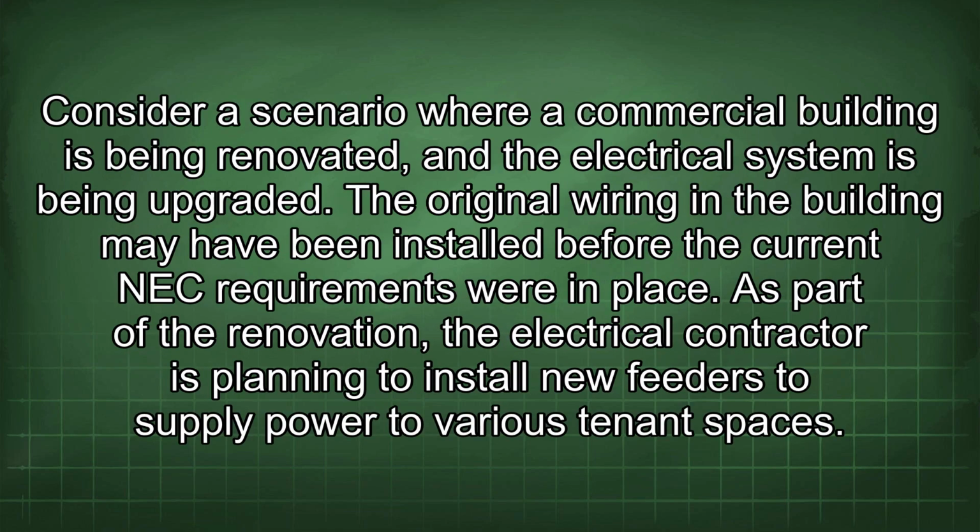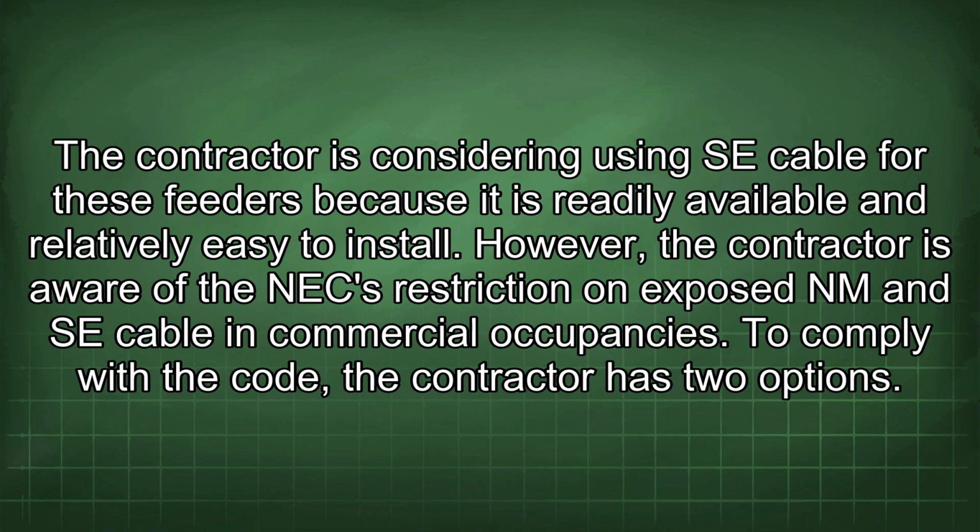Consider a scenario where a commercial building is being renovated and the electrical system is being upgraded. The original wiring in the building may have been installed before the current NEC requirements were in place. As part of the renovation, the electrical contractor is planning to install new feeders to supply power to various tenant spaces. The contractor is considering using SE cable for these feeders because it is readily available and relatively easy to install. However, the contractor is aware of the NEC restriction on exposed NM and SE cable in commercial occupancies.